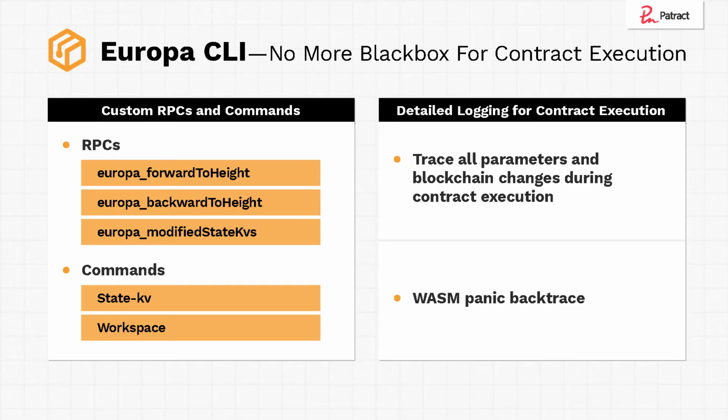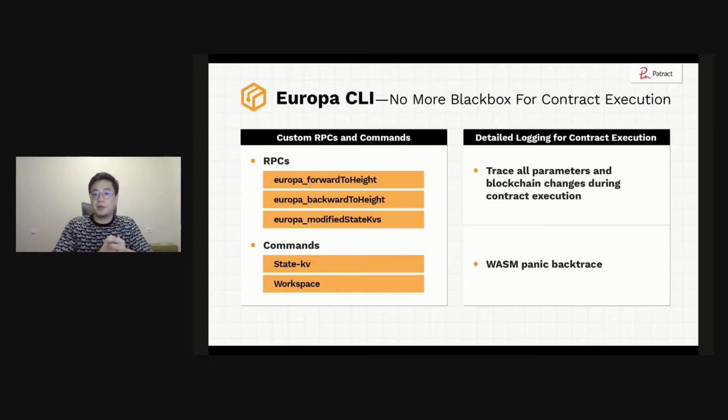So aside from Europa UI, we also have Europa CLI. It means no more black box for contract execution. It provides custom RPCs and commands, such as Europa forward to height. It basically forwards the blockchain to a designated height, and Europa backward to height reverts the blockchain to a designated height, and removes all blockchain states after that height.